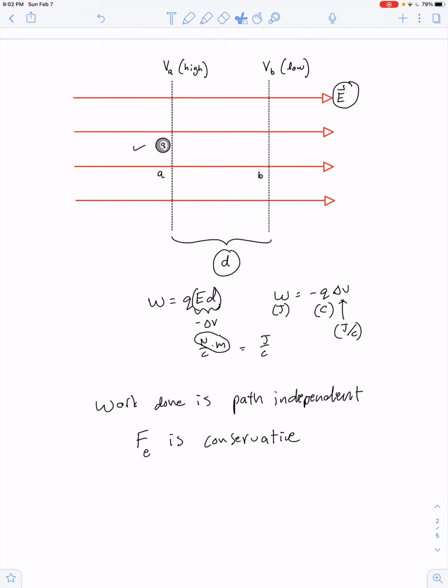So we may sometimes talk about the work done by the electric field, or we might talk about the work that's being done on the charge by some external agent. Unless otherwise stated, we're always going to assume when we speak of work, we're talking about the work that's being done by the electric field.